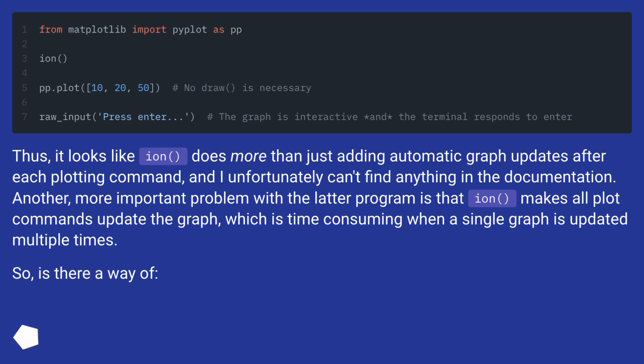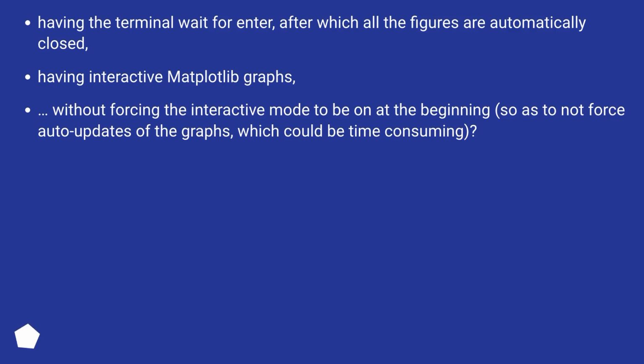Another, more important problem with the latter program is that ion makes all plot commands update the graph, which is time-consuming when a single graph is updated multiple times. So, is there a way of having the terminal wait for enter, after which all the figures are automatically closed? Having interactive Matplotlib graphs without forcing the interactive mode to be on at the beginning, so as to not force auto updates of the graphs, which could be time-consuming.